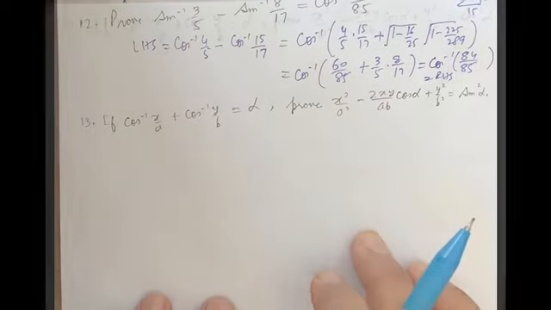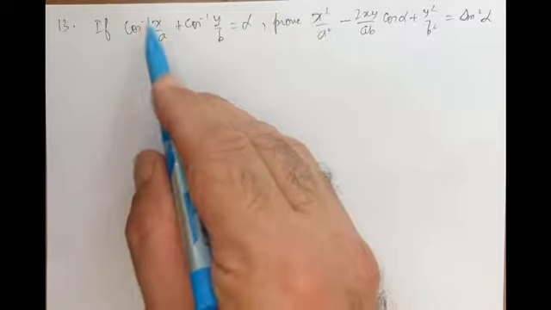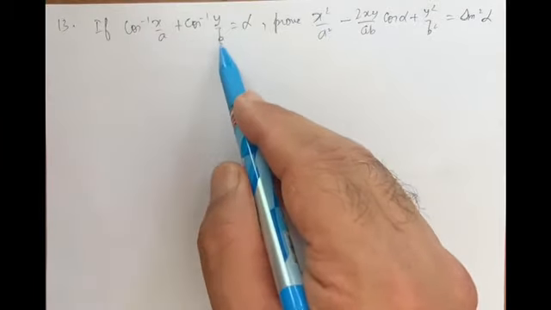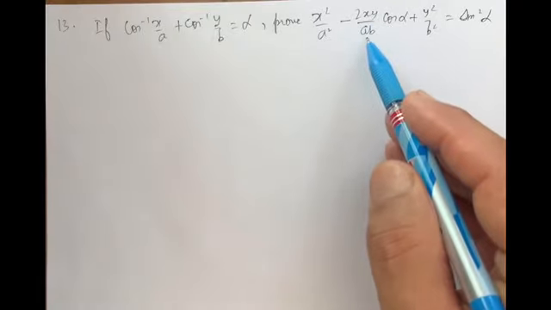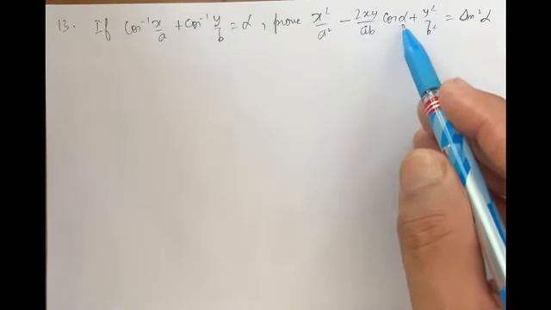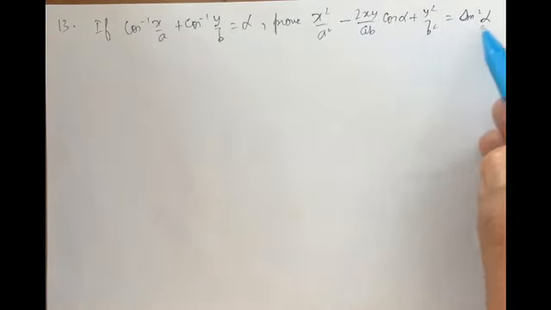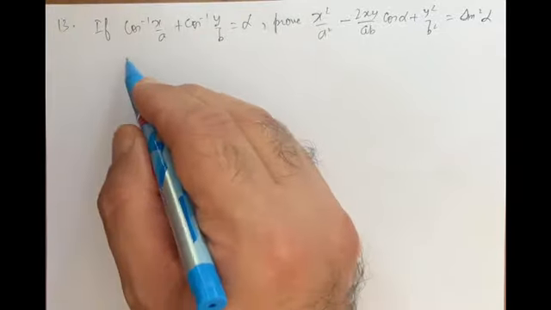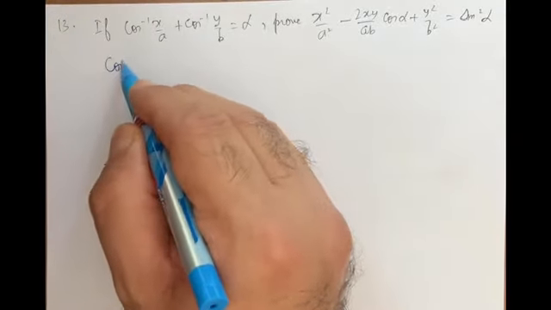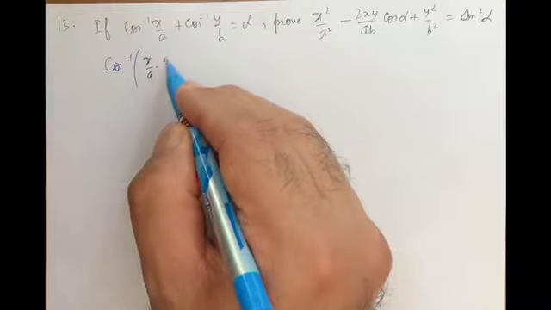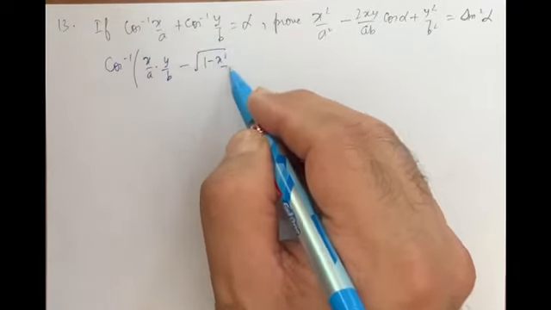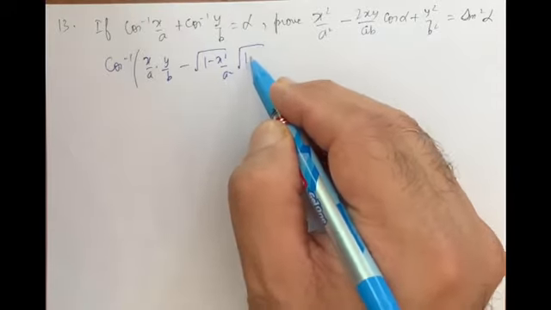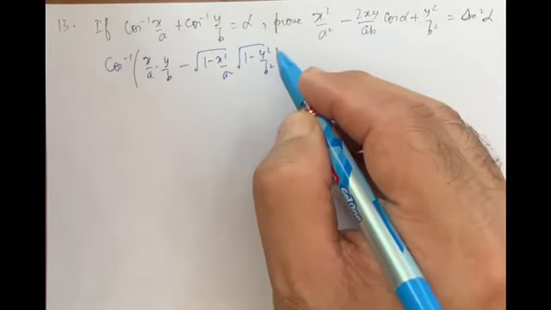The next one: cos inverse of x upon a plus cos inverse of y upon b is equal to alpha. We have to prove x square upon a square minus 2xy upon ab into cos of alpha plus y square upon b square is equal to sin square of alpha. This can be written as cos inverse of x upon a into y upon b minus root of 1 minus x square upon a square into root of 1 minus y square upon b square.